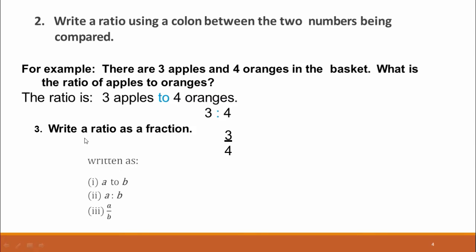Now the third way is to write a ratio as a fraction, and then we can write this fraction as a decimal. So a ratio can be represented in three ways. Suppose we have two real numbers a and b, then the ratio between a and b can be written as a to b, a colon b, a ratio b, or a divided by b. So from this third way, dear students, note that we can convert a ratio into a fraction, and then the fraction can be converted into a decimal form.